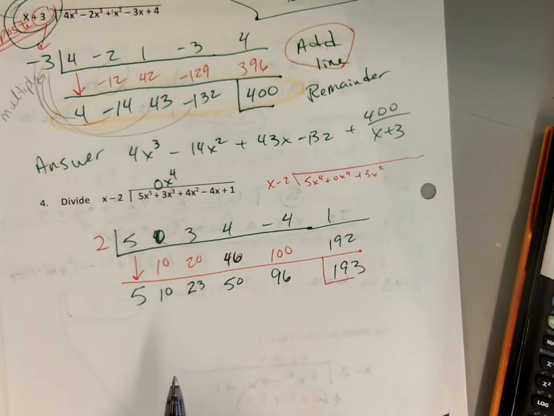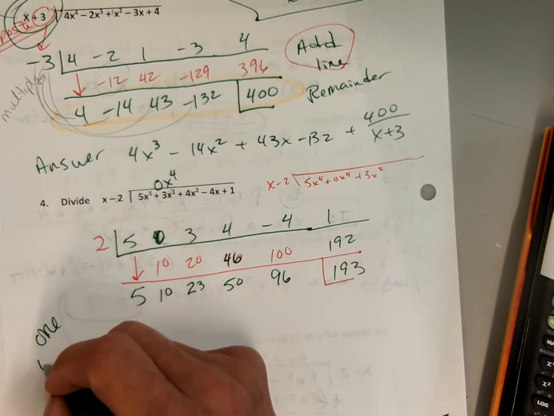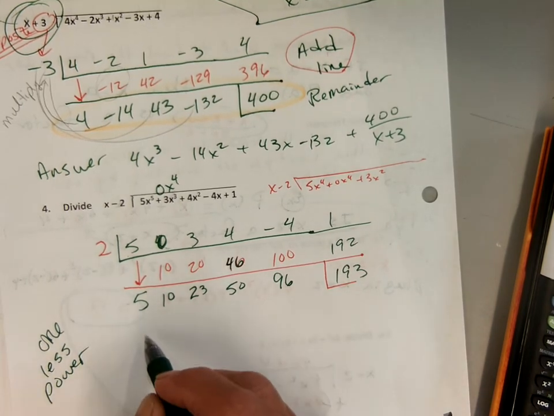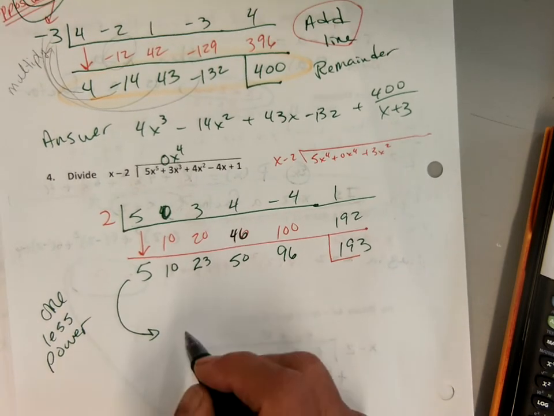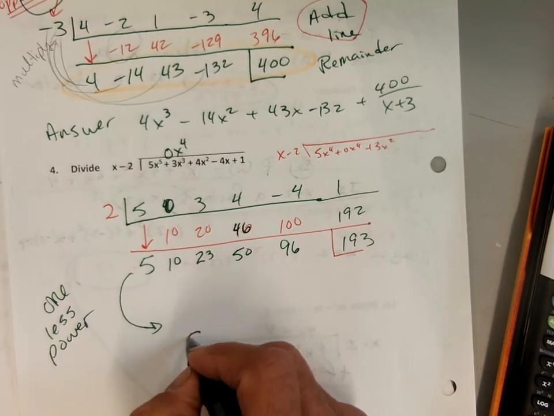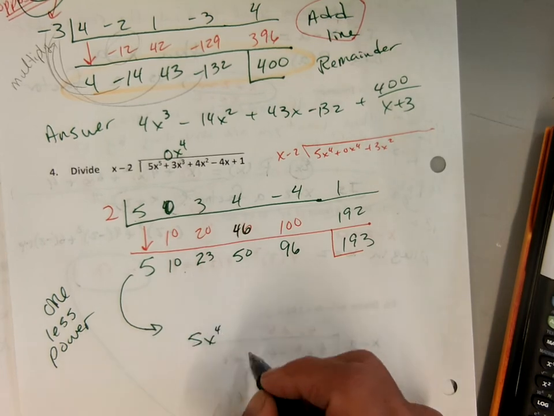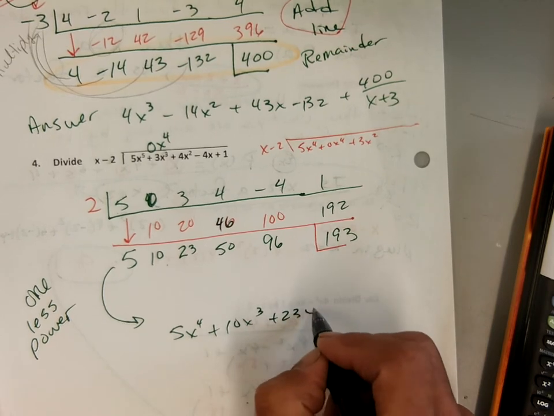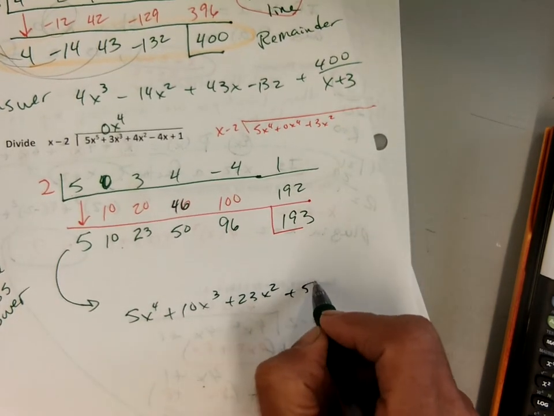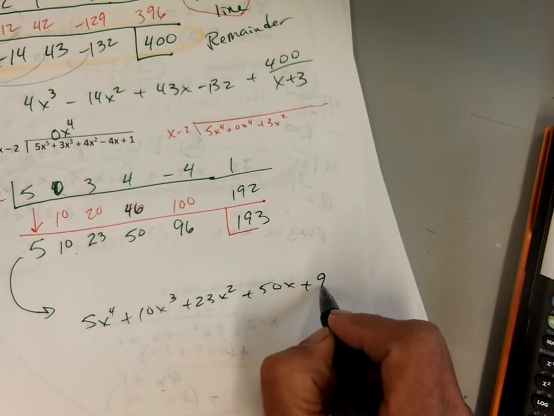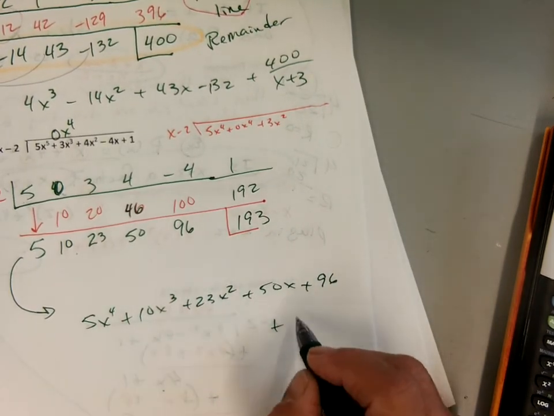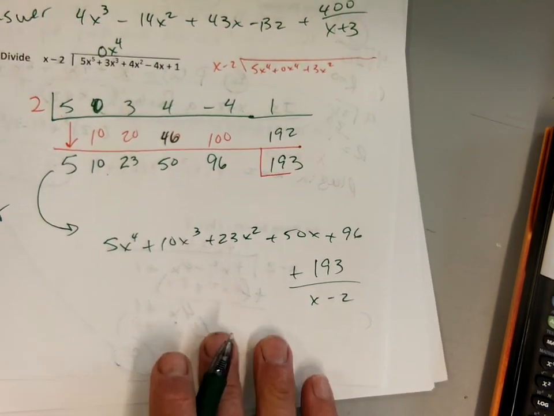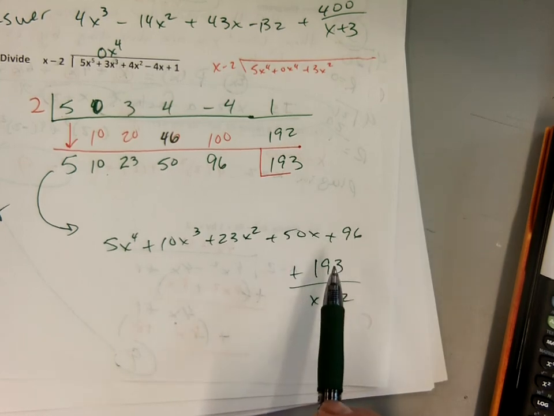So my answer, 1 less power. Let's bring the x's back. My answer is, okay, 1 less power, 5x to the 4th, plus 10x to the 3rd, plus 23x squared, plus 50x, plus 96, plus my remainder, which is 193 over x minus 2. That's the answer. If my remainder had been 0, I'd say it's a factor.